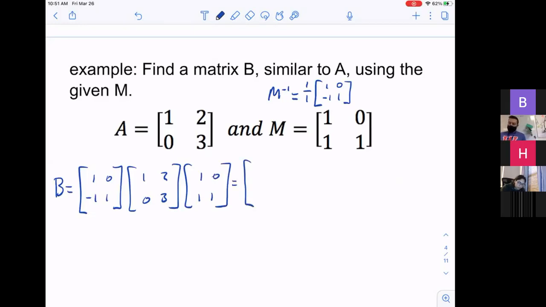If I multiply the first two, I'll have 1, 0 times 1, 0 is 1. 1, 0 times 2, 3 is 2. -1, 1 times 1, 0 is -1. And then -1, 1 times 2, 3 will be -2 plus 3, which is 1.